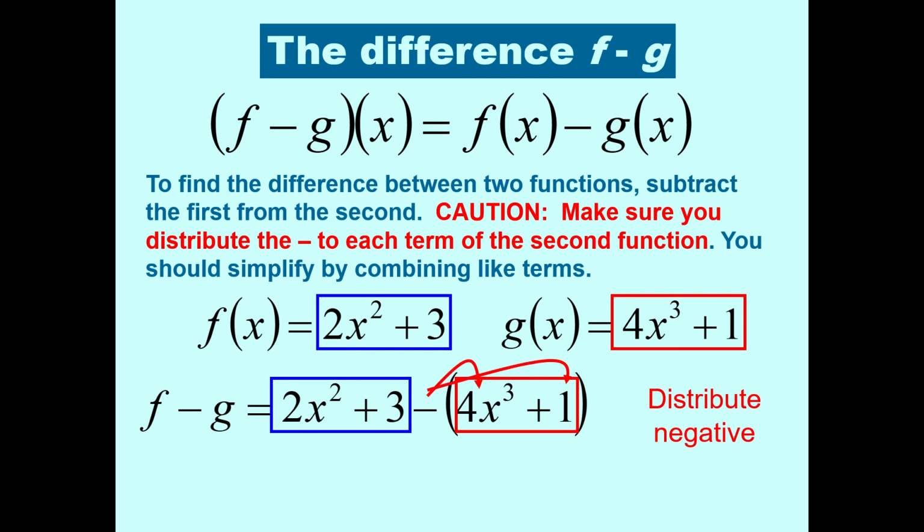Okay, anyway, here. We shouldn't forget to distinguish this negative sign here. And 2x squared plus 3 minus 4x to the power 3 minus 1.